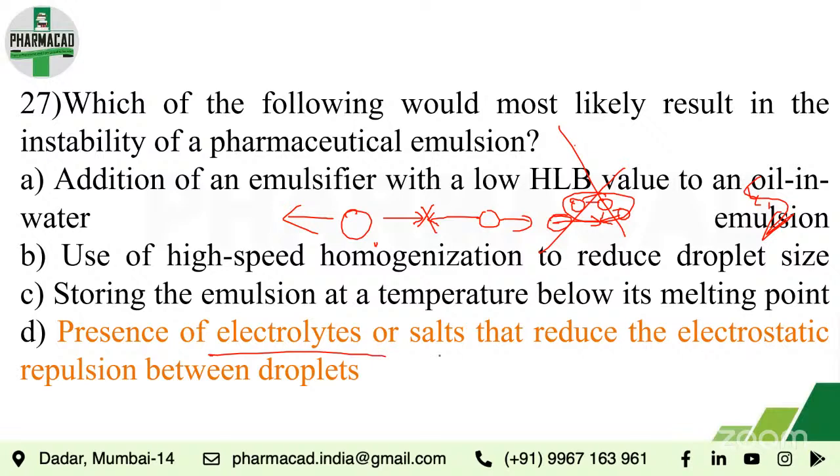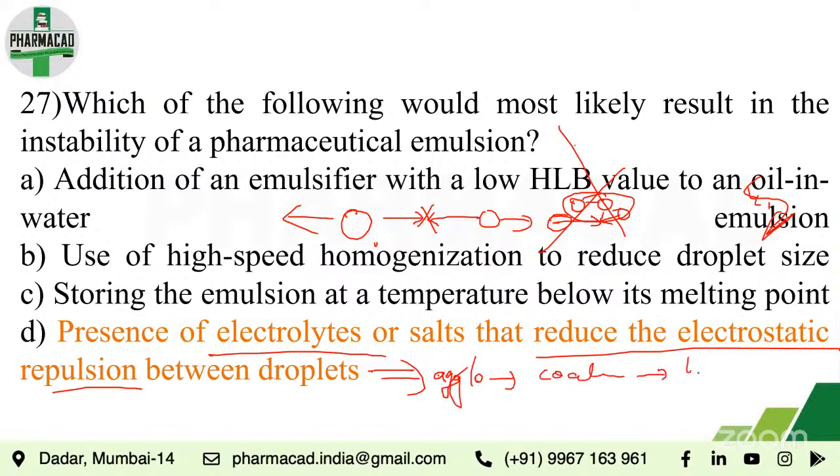So, what is the electrolyte doing? It is reducing the electrostatic repulsion. If electrostatic repulsion reduces, what will happen? Agglomeration will happen. Agglomeration leads to coalescence, then breaking, and that is your instability. So the answer is the presence of electrolytes, which reduces the repulsion. Clear, everyone?